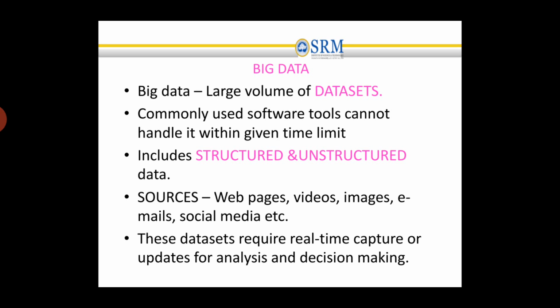In addition to the volume, you may have different types of data, and you should also consider velocity, at what rate the data is generated. Even within a second, within a millisecond, you can generate large amounts of data. 1 TB of data can be generated within a second. In that case you can say the velocity is high. If the data comes under any of these categories, then it is called big data. The sources are your web pages, videos, images, or any social media.